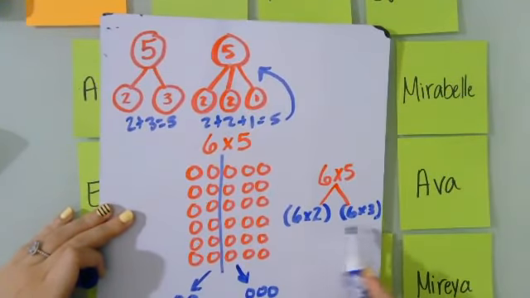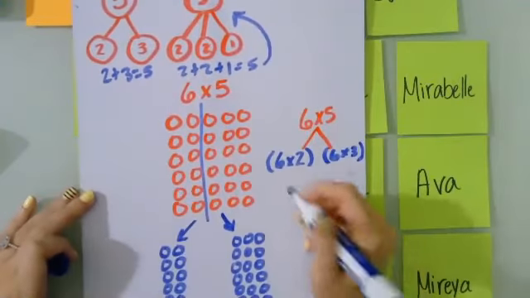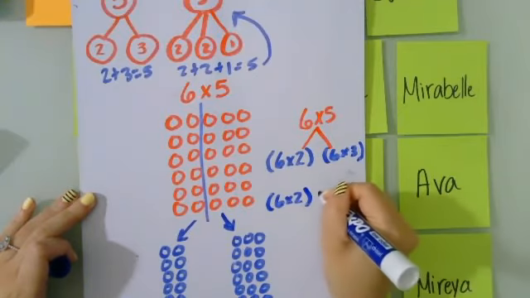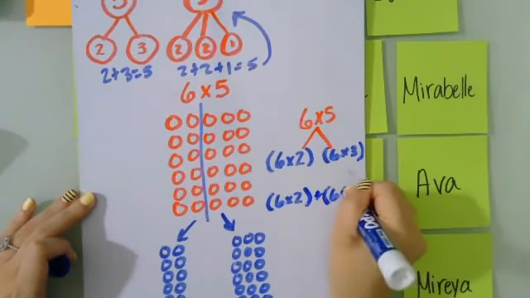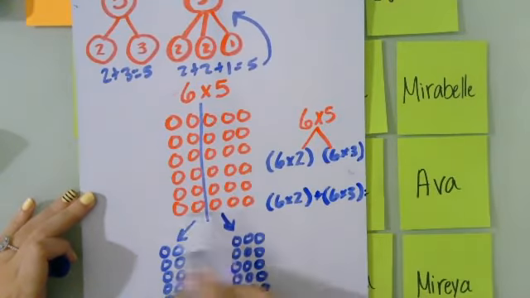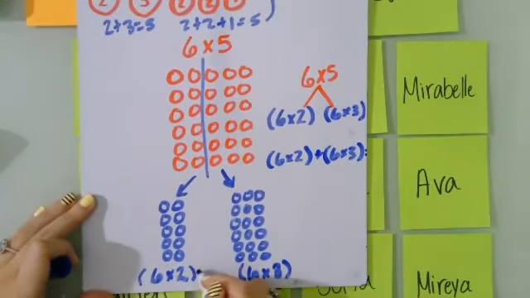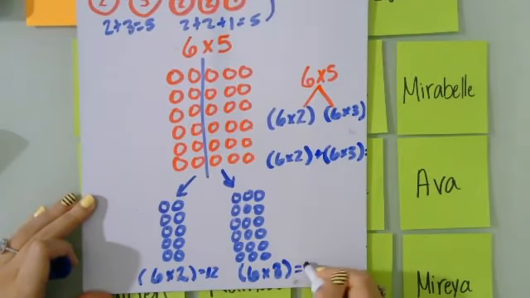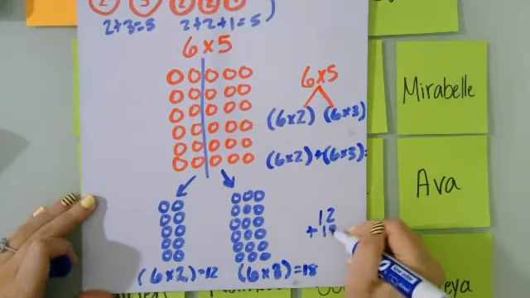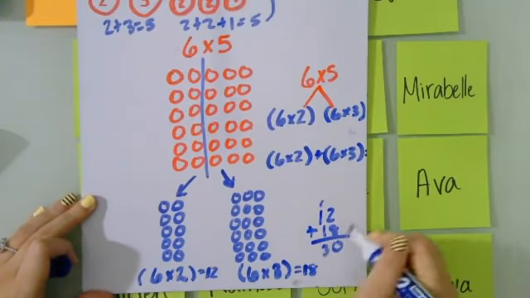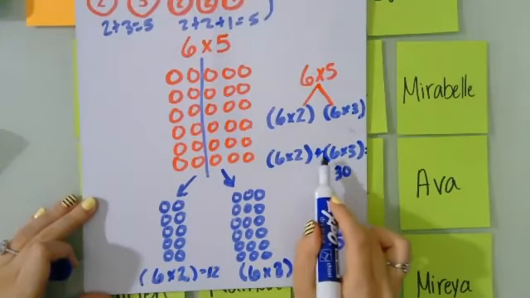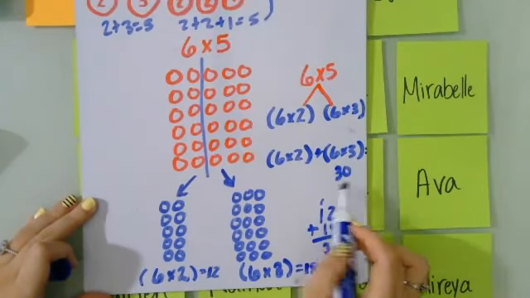So we're going to do the same thing with our parentheses. We are going to say 6 times 2, protect, plus 6 times 3, protect. And then if I had room, I would say equals, and I would count these up. I know 6 times 2 is 12, and 6 times 3 is 18. So I know 12 and 18 is going to be 30. So 6 times 2 plus 6 times 3 equals 30.